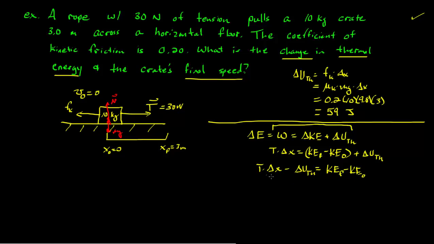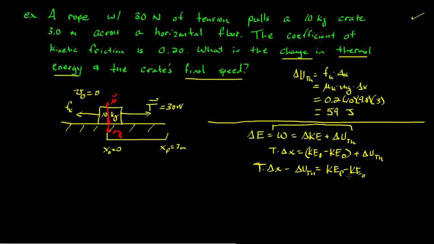All right, let's make sense of this. So let me change colors. What we're looking at is the tension's doing work on the object, but some of that work is being lost. We're subtracting some of it away that's going into thermal energy. So the resulting change in kinetic energy is going to be less than what it would have been.